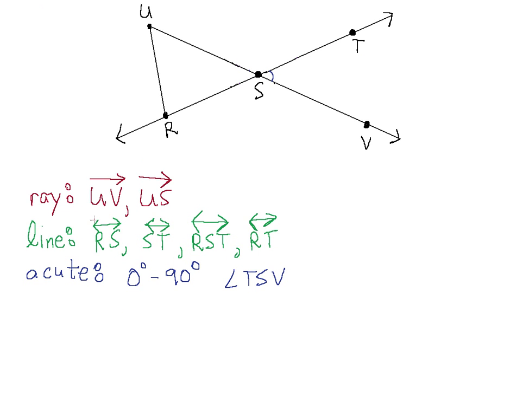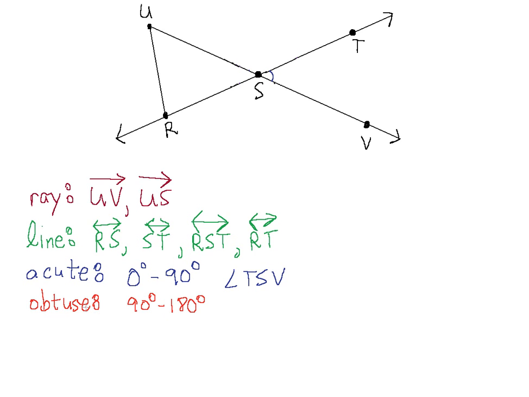Let's find ourselves an obtuse angle. We want to find an obtuse angle in the diagram above. Now let's remind ourselves what an obtuse angle is comprised of. An obtuse angle is an angle that has a measure between 90 degrees and 180 degrees. Now that's not including 90 and 180. 90-degree angle is, like we said before, a right angle. 180-degree angle is called a straight angle, which we'll talk about actually in a second.